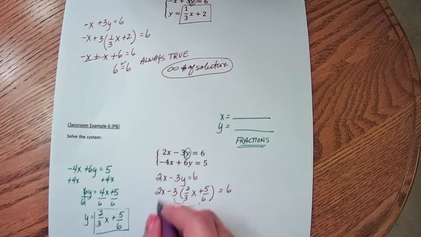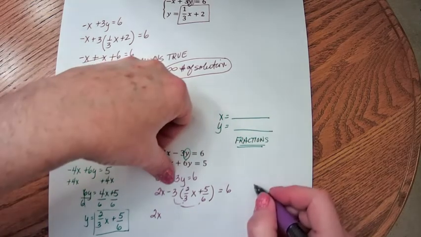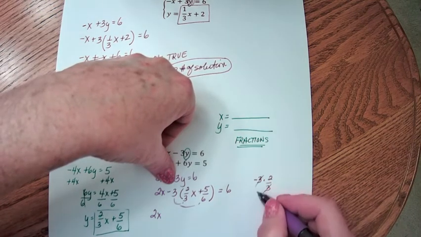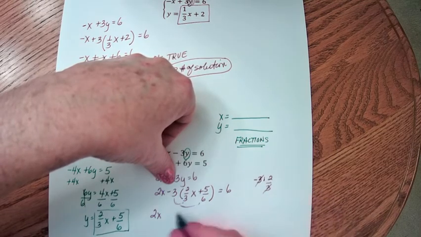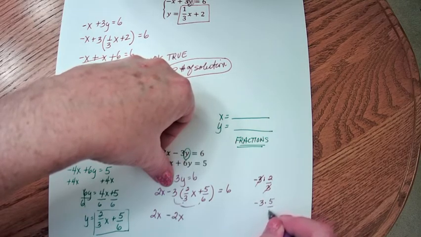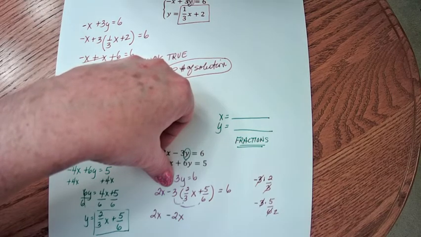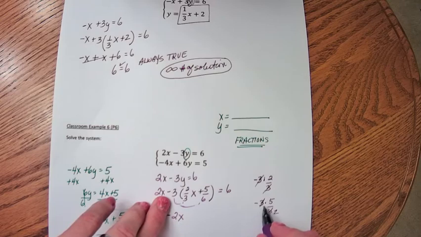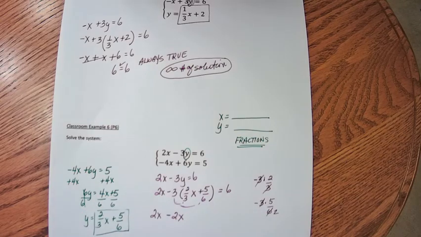So now I'm going to distribute the -3. Bring down the 2x. I'll do this on the side so you see it. -3 times 2/3. 3 goes into 3 once. That's going to be -1 times 2. That's going to be -2x. I'll also do this one on the side. -3 times 5/6. 3 goes into 3 once. 3 goes into 6 twice. So that's going to become -5/2, right?